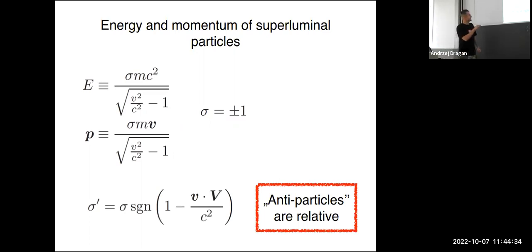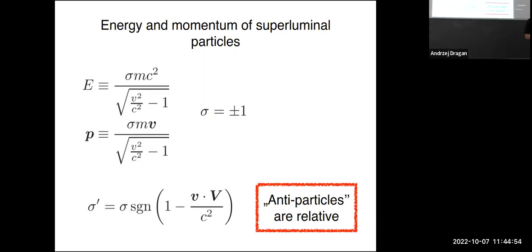What is important is that this sigma has non-trivial transformation properties. So first of all, notice that energy can be either positive or negative. And consequently, momentum can be either parallel or anti-parallel to velocity.